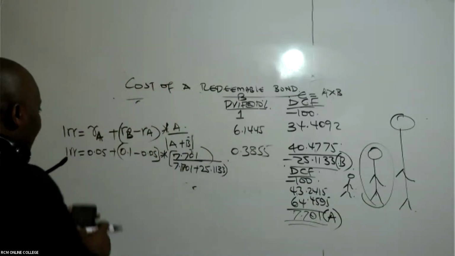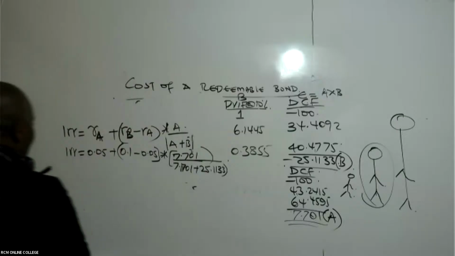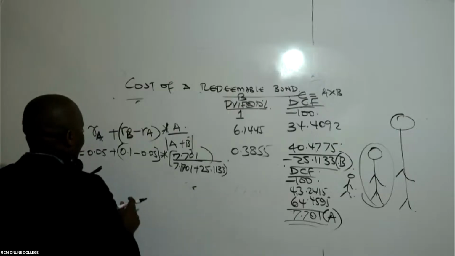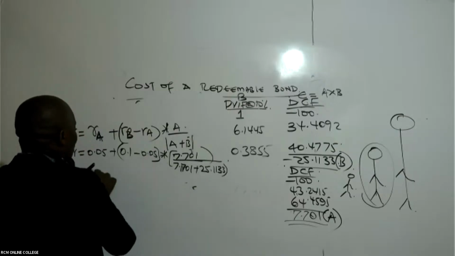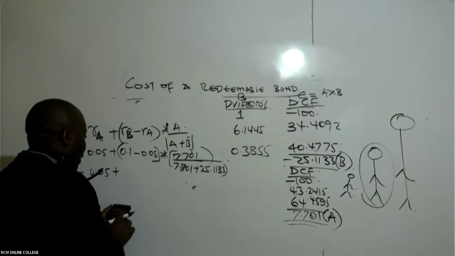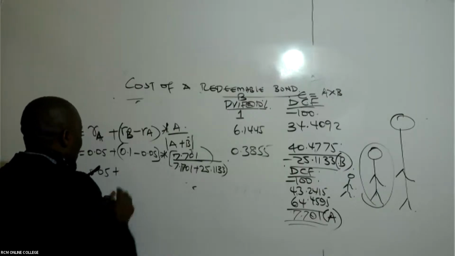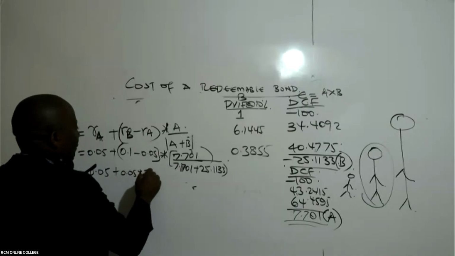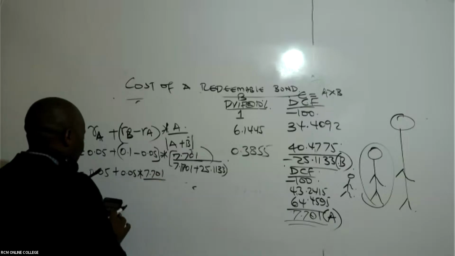So then you will come here and, what do we have? If I'm the one doing this, I can even begin with this numerator, or even the bracket. So on top of 0.05 plus 0.1 minus 0.05, here we have 0.05 times 7.701 over 7.701 plus 25.1133.